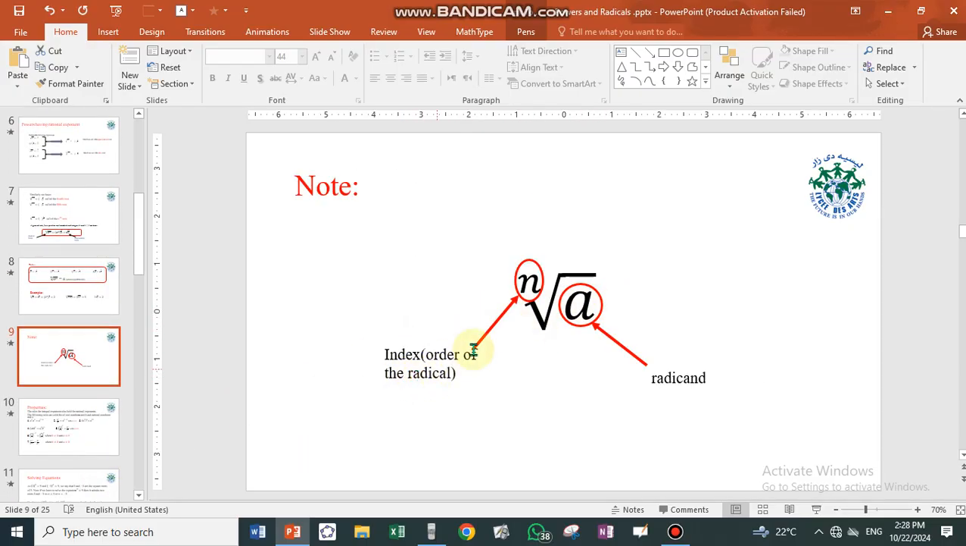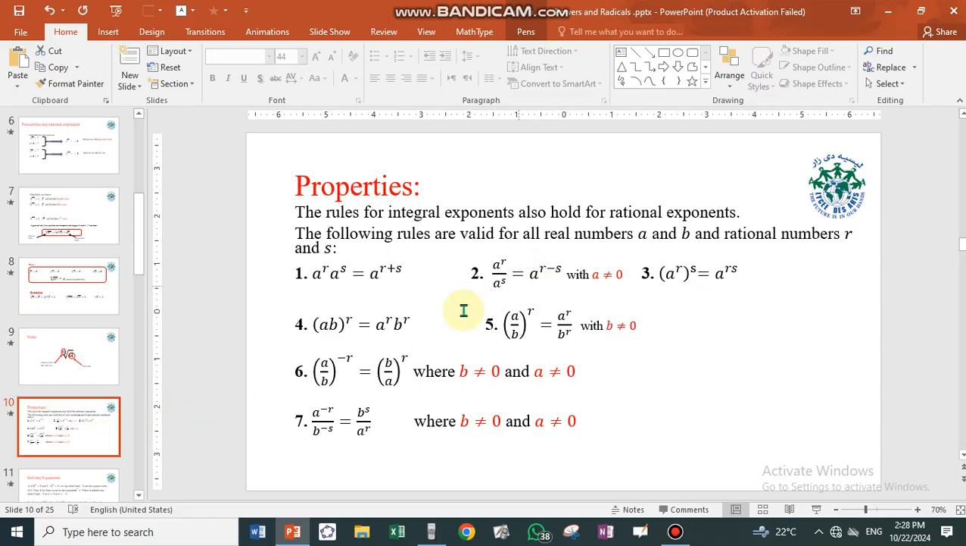Again, in the radical form, this is called the index, as I told you, the order of the radical. The radicand is the number under the radical. The properties, all these properties are already known from natural exponents. We can use them with rational exponents.